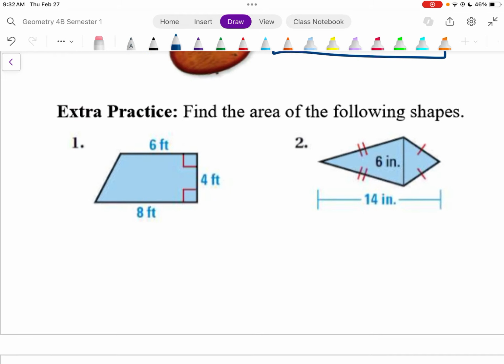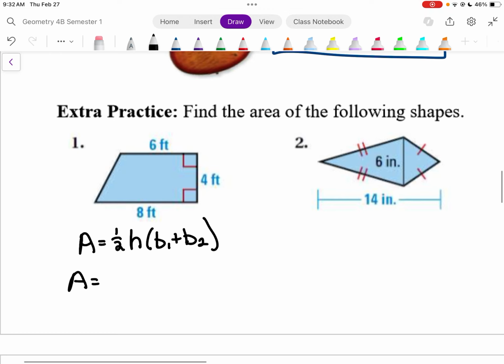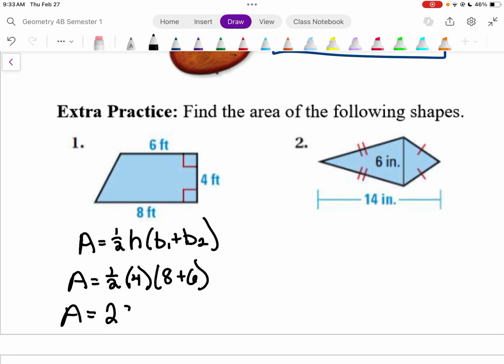Okay, for our first one, this one is again a trapezoid. So our area formula is 1/2 the height times our bases added together. And when you plugged in all of your values, you should have had 1/2 times 4 times 8 plus 6, or 6 plus 8. Both will get you the same answer. And once you typed that into your calculator, you should have got the answer of 28 feet squared.